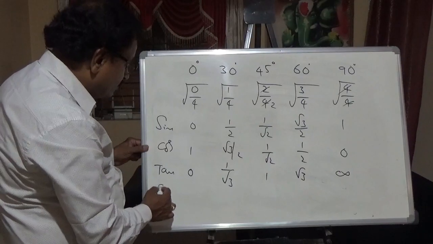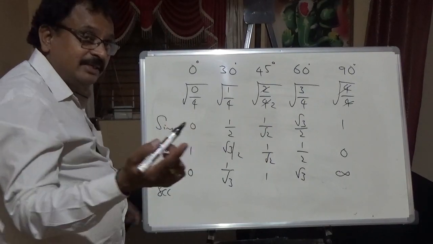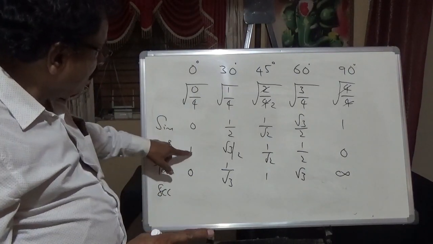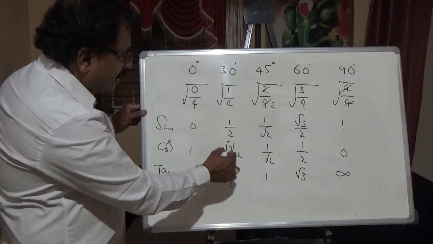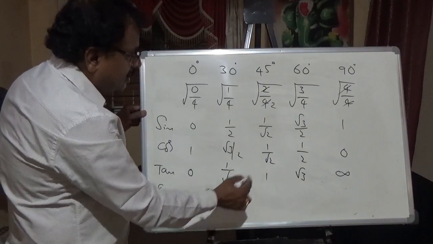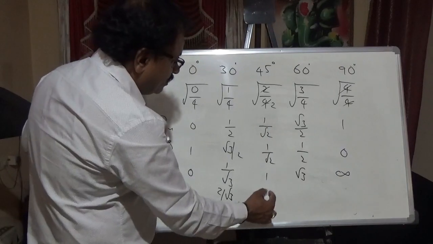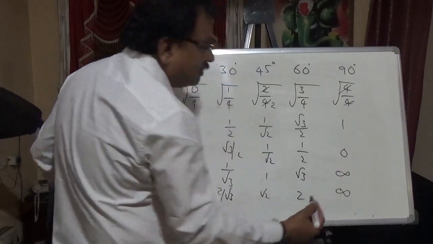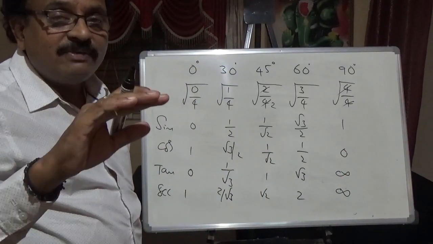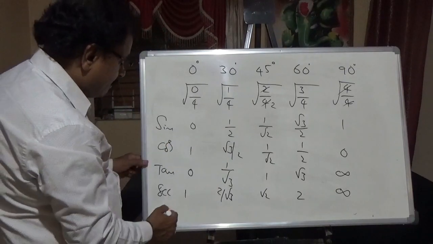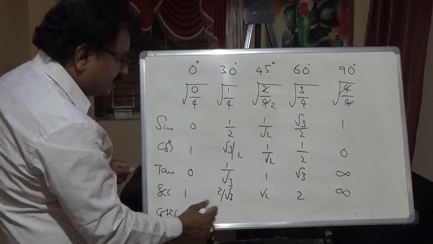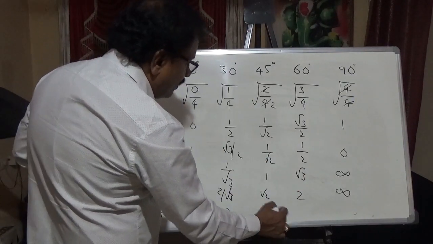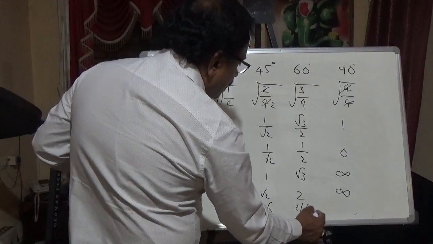Next, how to find the values of secant? Just now I told you secant theta is the reciprocal of cos theta. So cos is 1, and 1 by 1 is 1. Reverse it, 2 by root 3. Reverse the cos value, root 2. Reverse it, 2 by 1 is 2. Reverse of 0 is infinite. Why? Because 0 by 1 is 0, and the reverse is 1 by 0, which is infinite. How to find cosec values? Just the reciprocal of sine: infinite, 2, root 2, 2 by root 3, and 1.